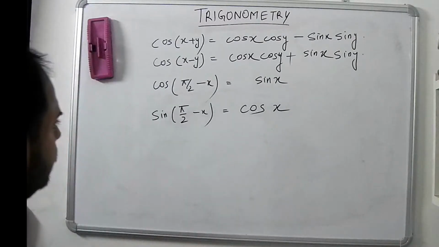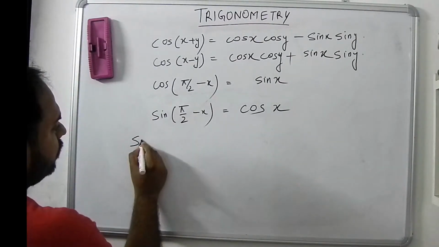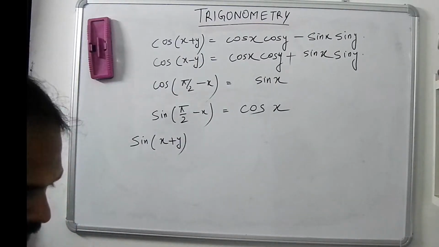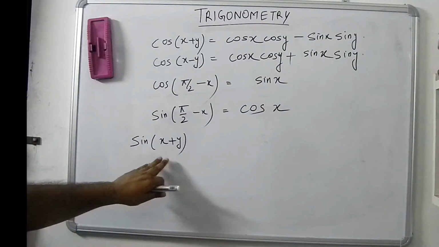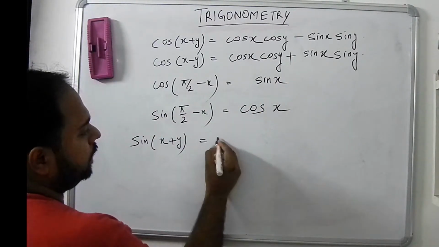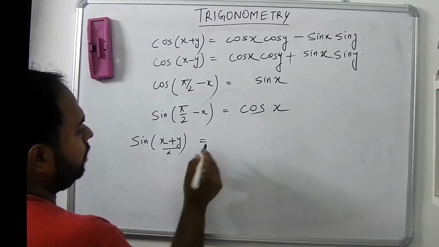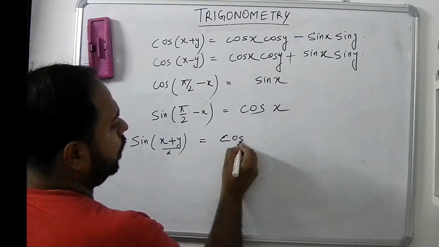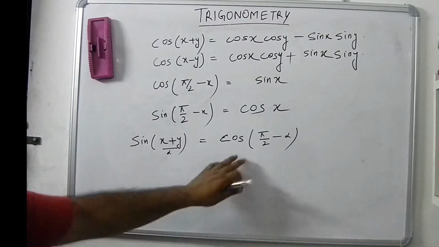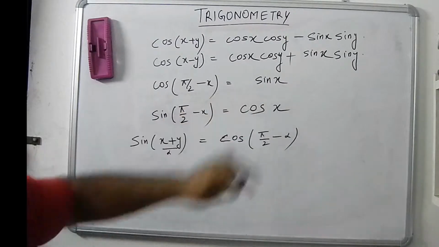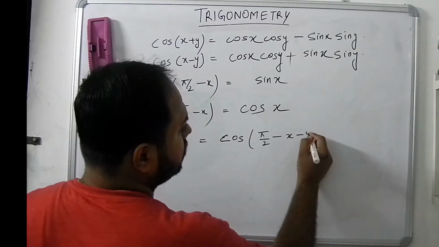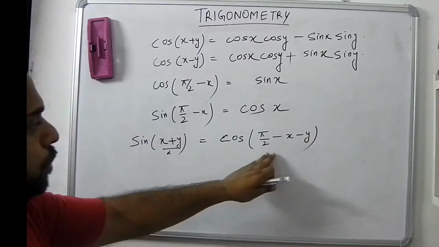Since we know this, let's try to find the formula for sine of x plus y, right? When we have to find sine of x plus y, I know this is nothing but cos of pi by 2 minus x plus y, so that I can say this thing is, let's say, alpha. So I will say this is nothing but cos pi by 2 minus alpha, right? Cos pi by 2 minus alpha gives me sine alpha. Now what is alpha? Let's replace. Alpha is x plus y here, right?